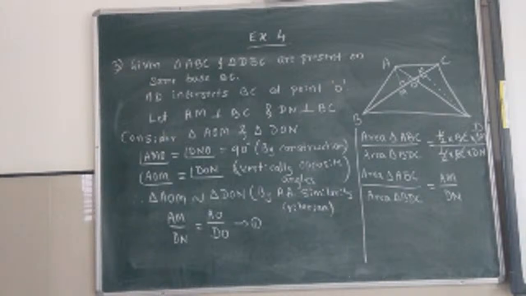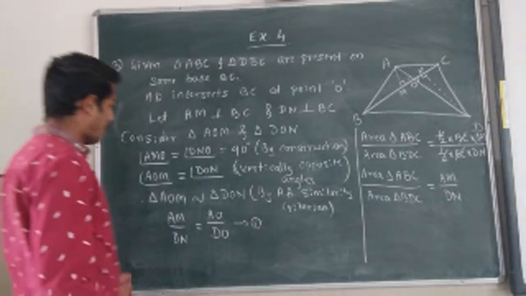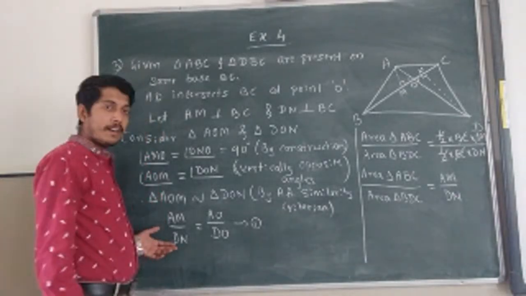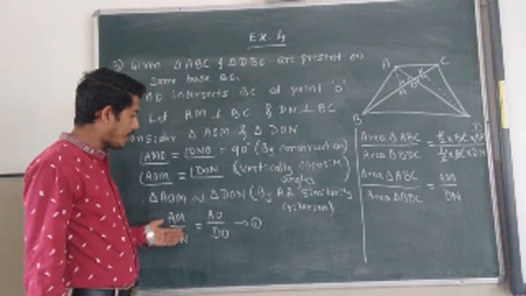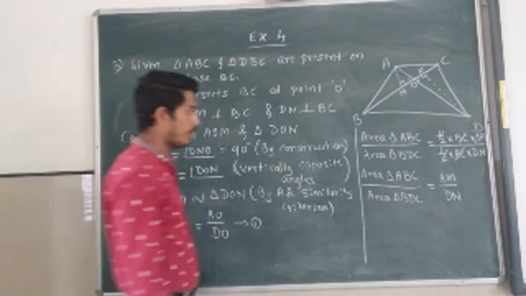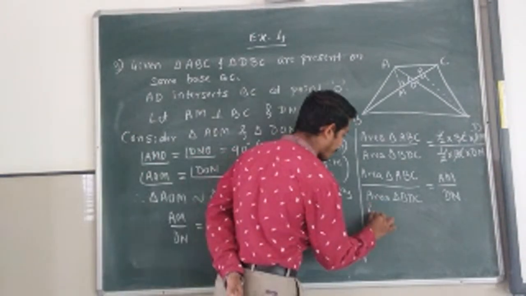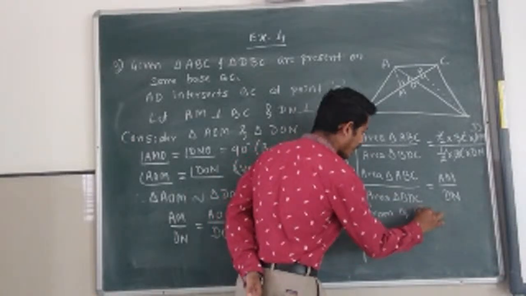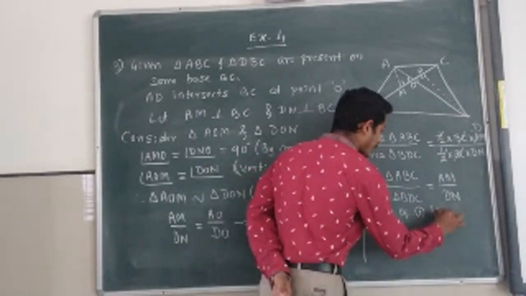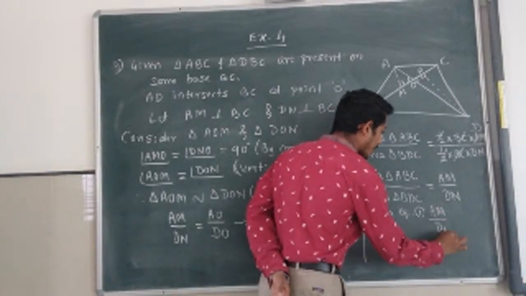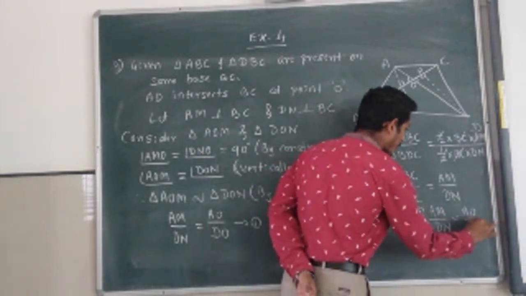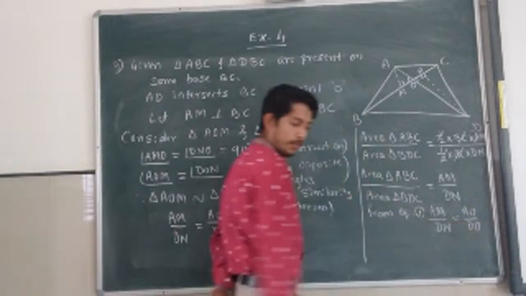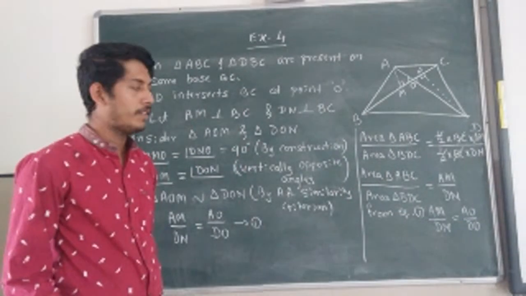So remaining is AM divided by DN. But from equation 1 we can write AM divided by DN equals AO divided by DN. That one we have to do.